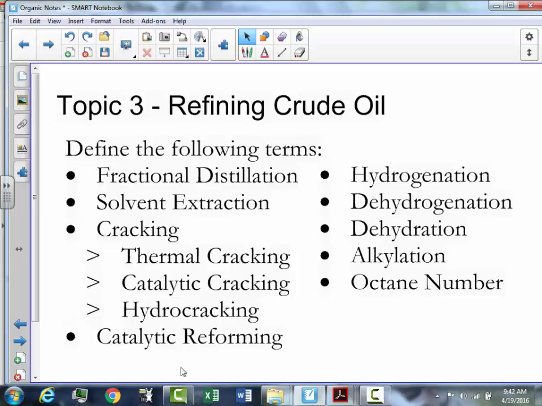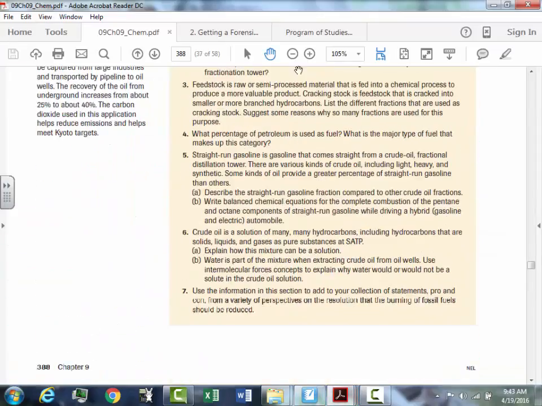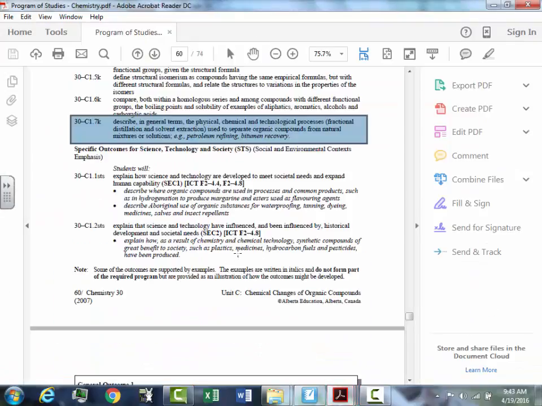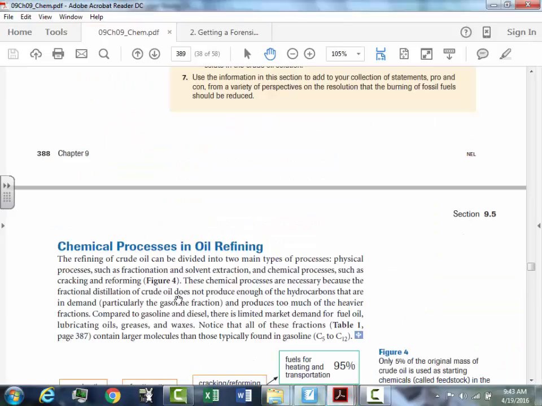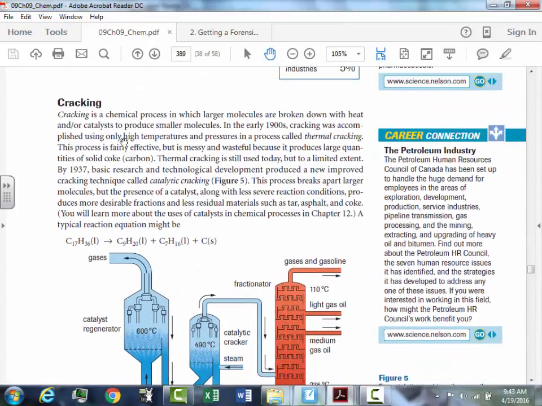The next couple of terms here are all chemical processes, where we're actually going to literally change the type of chemicals through a reaction. And your textbook, again, does a pretty good job, if you can find the pages. Where is it here? Chemical processes in oil refining. It'll go through and talk about cracking.